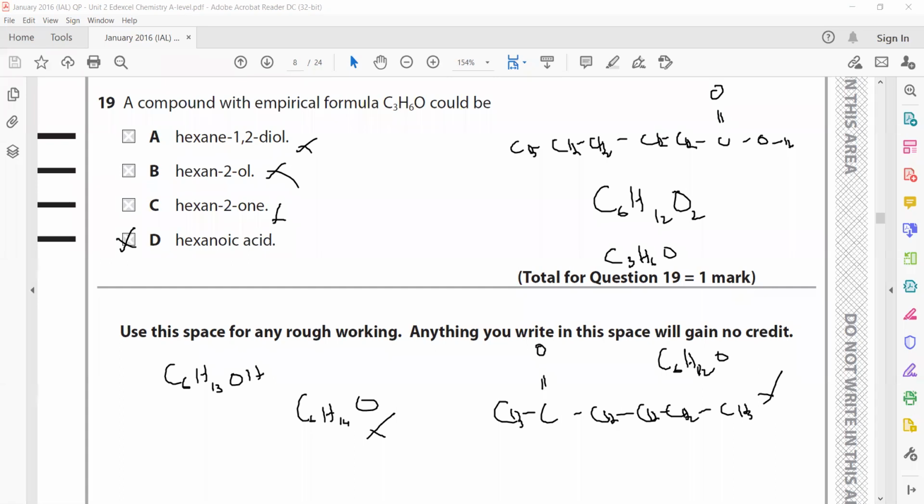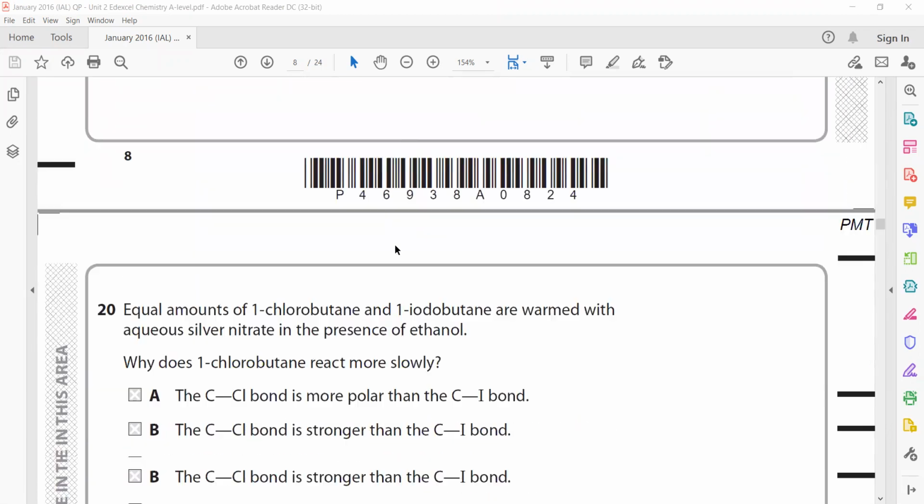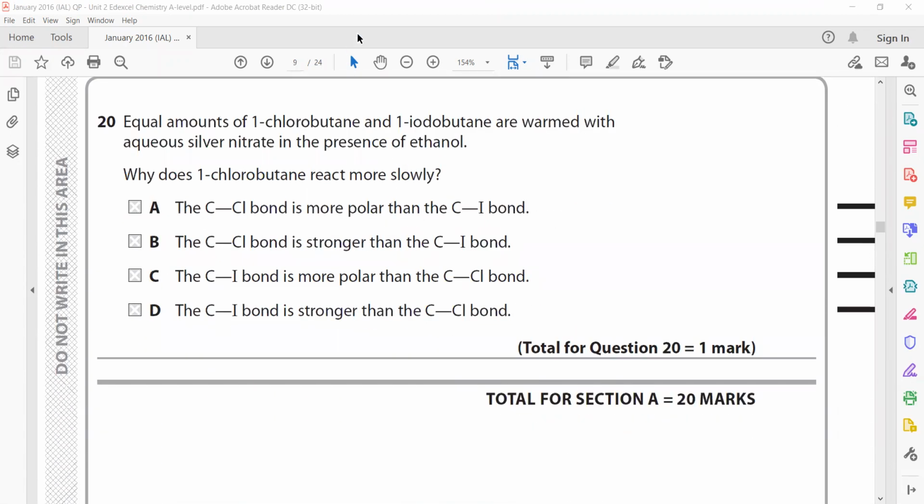The last question, 20. Equal amounts of 1-chlorobutane and 1-iodobutane are warmed with aqueous silver nitrate. Why does 1-chlorobutane react more slowly? Because in 1-chlorobutane the bond is stronger, that's why it will take more time to break. That's why B is the right answer.